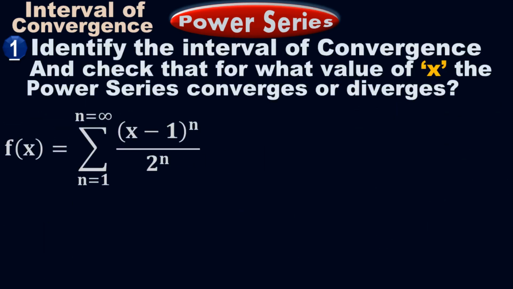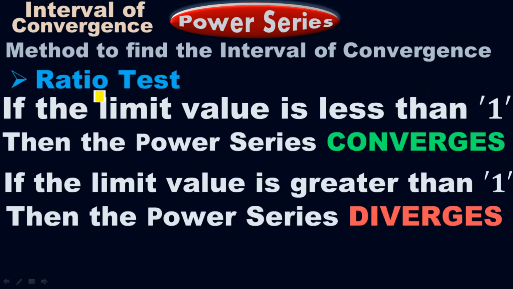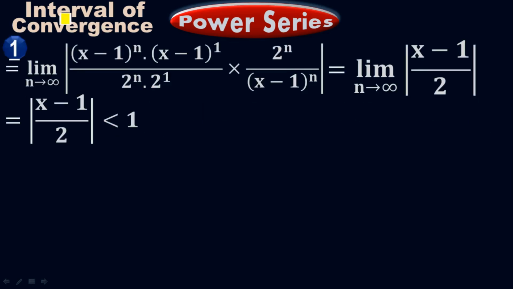Let me walk you through it again. Look, by applying the ratio test, if the final limit value is less than 1, then the power series converges. If it is greater than or equal to 1, then the power series diverges. For convergence, the final limit value should be less than 1. You can skip the modulus sign now. Whether you put it inside the modulus or without the modulus, it is the same.